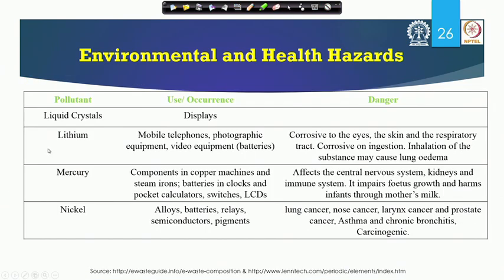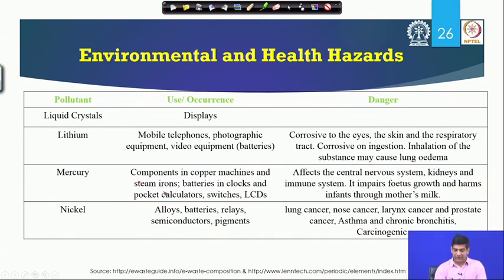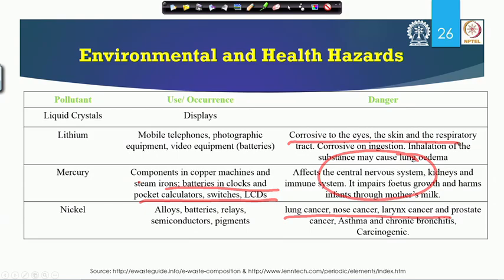Then we have lithium, liquid crystals, mercury, another big pollutant, and nickel. Mercury is present in copper machines, steam irons, batteries, clocks, pocket calculators, switches, and LCDs. It affects the central nervous system, kidneys and the immune system. Nickel causes lung cancer and nose cancer. And lithium is corrosive to the eye. All these have certain negative impacts, and lithium is found a lot in mobile telephones.